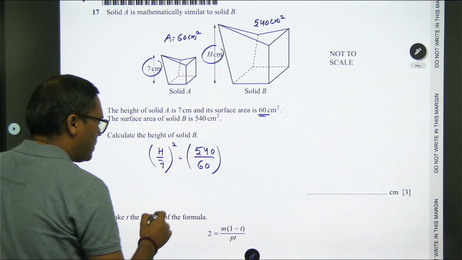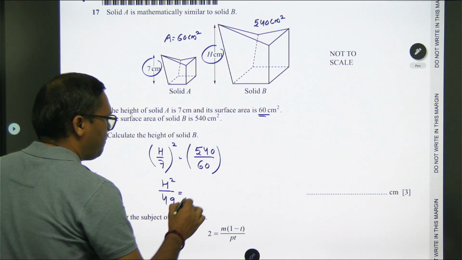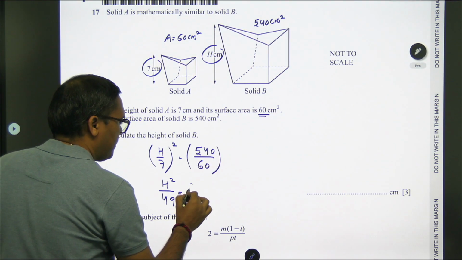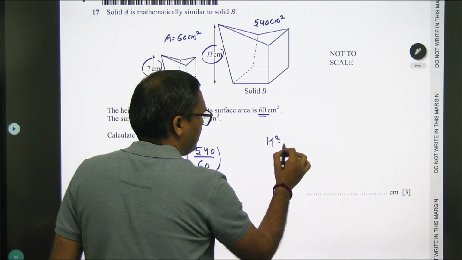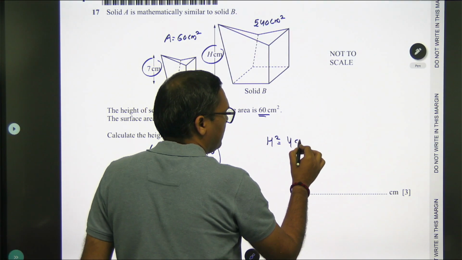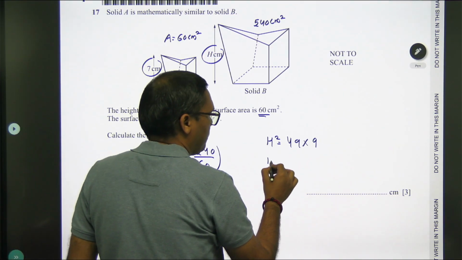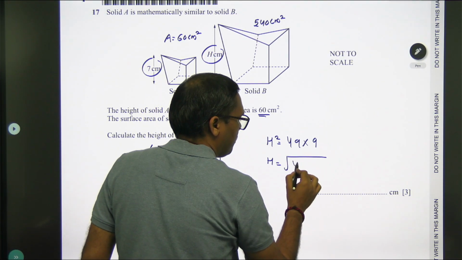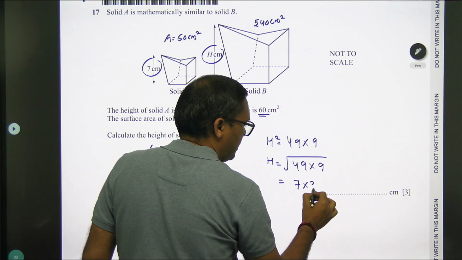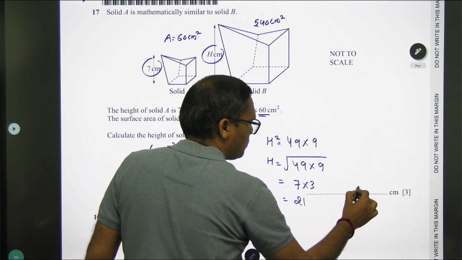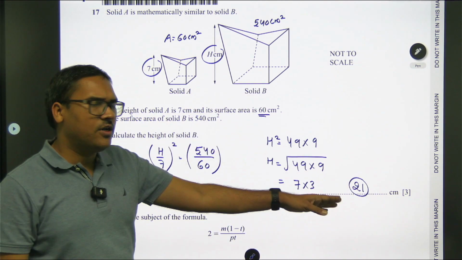So now let's solve this equation. This is H square upon 49 is equal to 9, right? So if I simplify this further, H square is equal to 49 into 9. So H will be equal to the square root of 49 into 9. The square root of 49 is 7, this is 3, that is 21. So what is the answer? Height will be 21 centimeter. Okay, I hope this is clear.